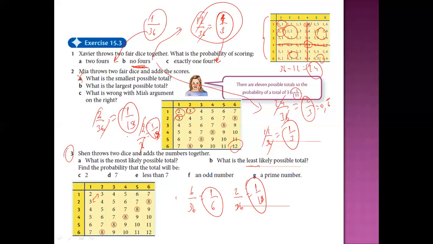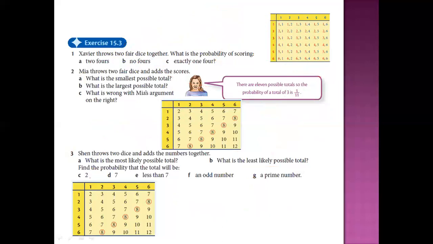And the other options. Find the probability that the total will be 2. We have only one case of total 2, so that's 1 over 36. For 7, how many 7s do we have? There we have 6 7s. So that's 6 over 36, which means 1 over 6.